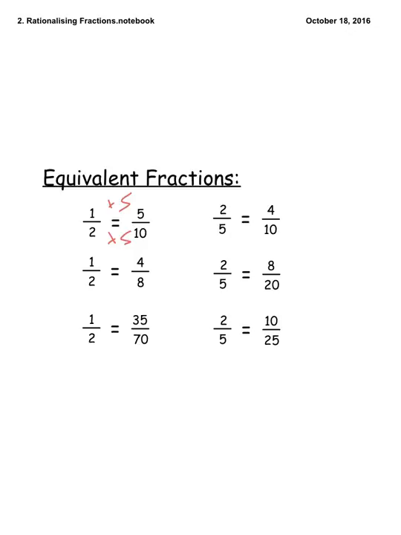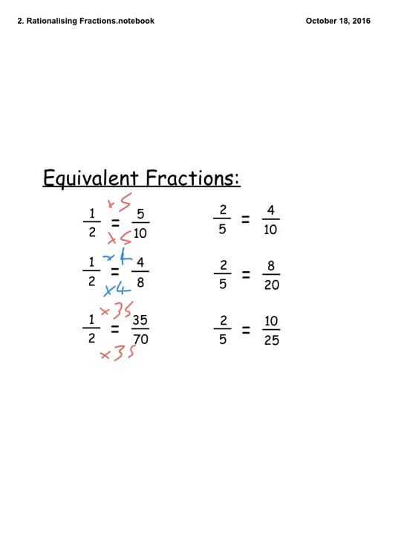For the second fraction, I've multiplied the top of the fraction by 4 and the bottom of the fraction by 4. And for the last one, I've multiplied the top half of the fraction by 35 and the bottom half of the fraction by 35. These all create equivalent fractions because I've multiplied the top and bottom by the same amount. These fractions are the same size as 1/2, but have been split up differently.